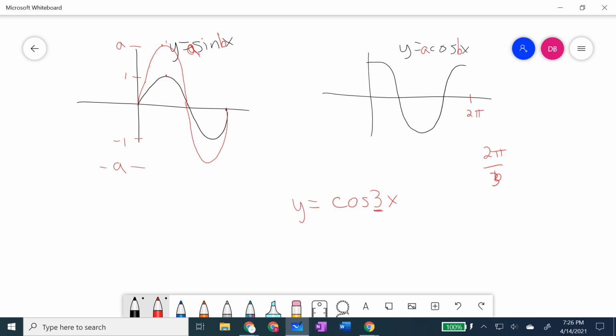So when I divide this by 3, that's going to squish it in quite a bit. And now it squishes it a little bit farther. I'm not drawing this perfect, but what was 2 pi is now 2 pi over 3. What was pi is now going to be located at pi divided by 3.